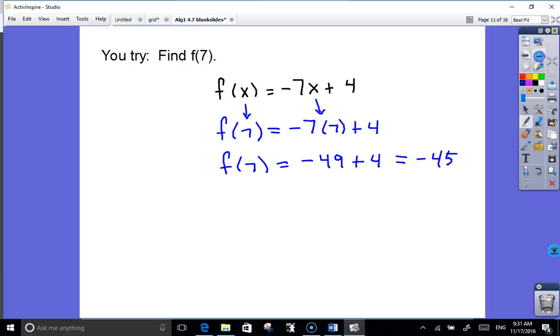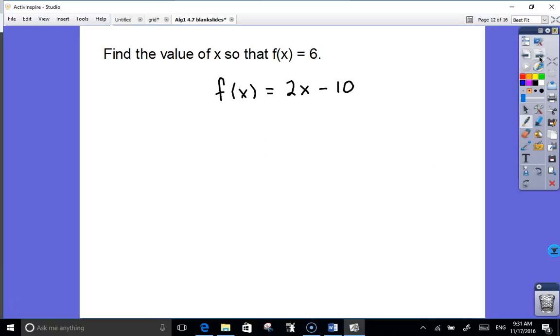In this case, they're going to say, here's the value of f of x. Now you find the x, right? Find the value of x so that f of x equals 6. That's not saying find f of 6. They're saying this whole f of x could be replaced with a 6. And now solve for x.